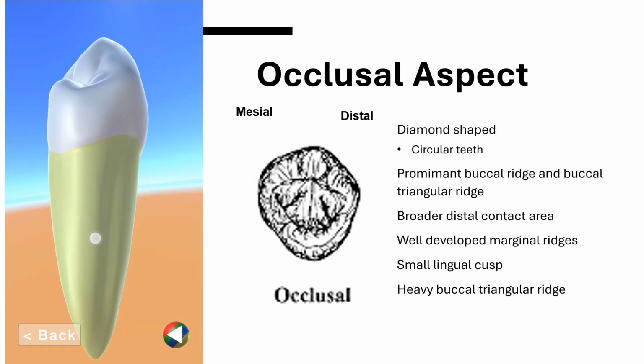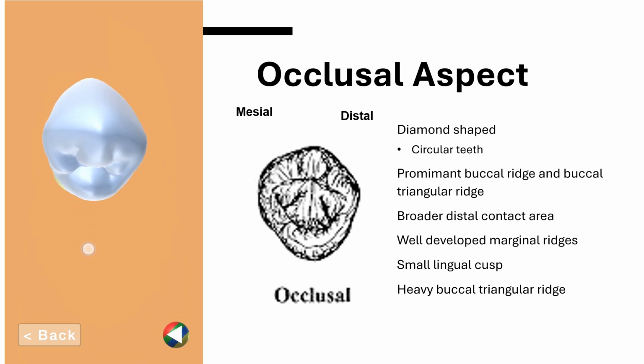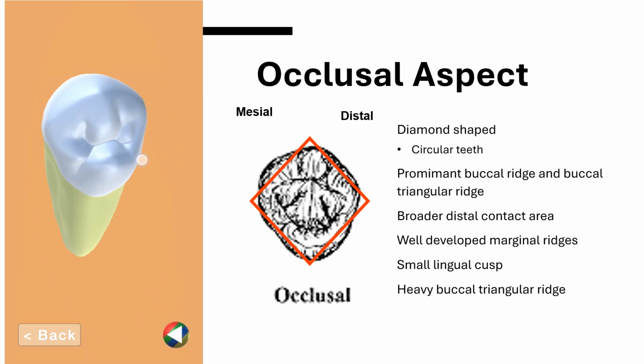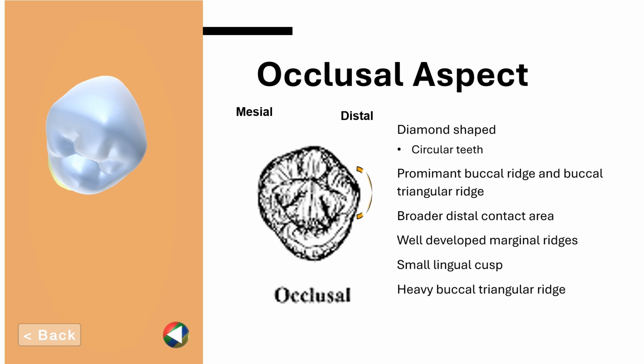Let's go to the occlusal aspect. From the occlusal aspect, you can see a typical diamond shaped tooth. So you get this kind of an appearance where you can see a diamond shaped outline. Some specimens may be circular in nature, and there is a prominent buccal ridge here. You can see the prominent buccal ridge, and a well developed marginal ridge can be noted on both the mesial and the distal side. This is the mesial marginal ridge, this is the distal marginal ridge.